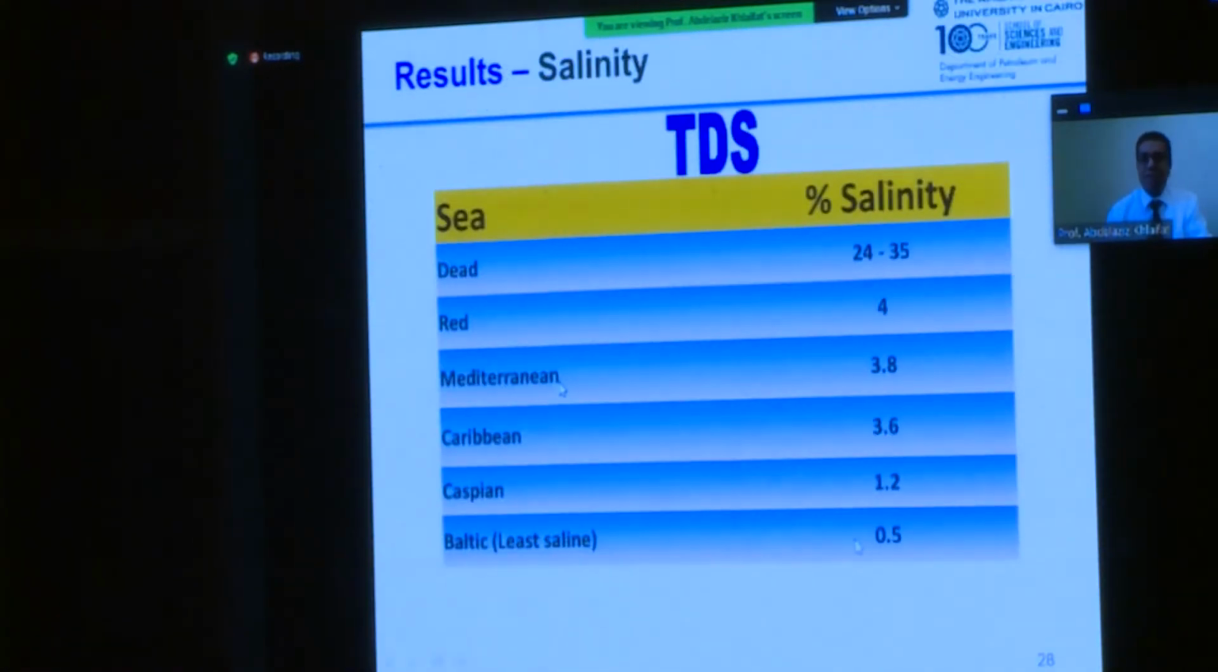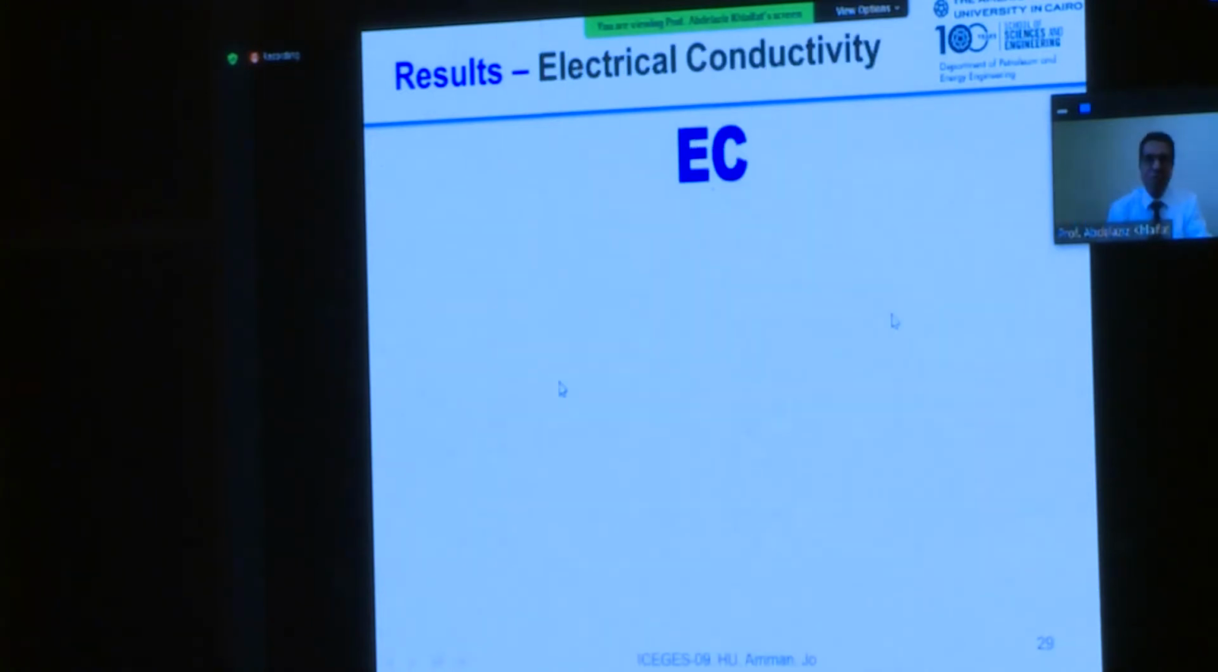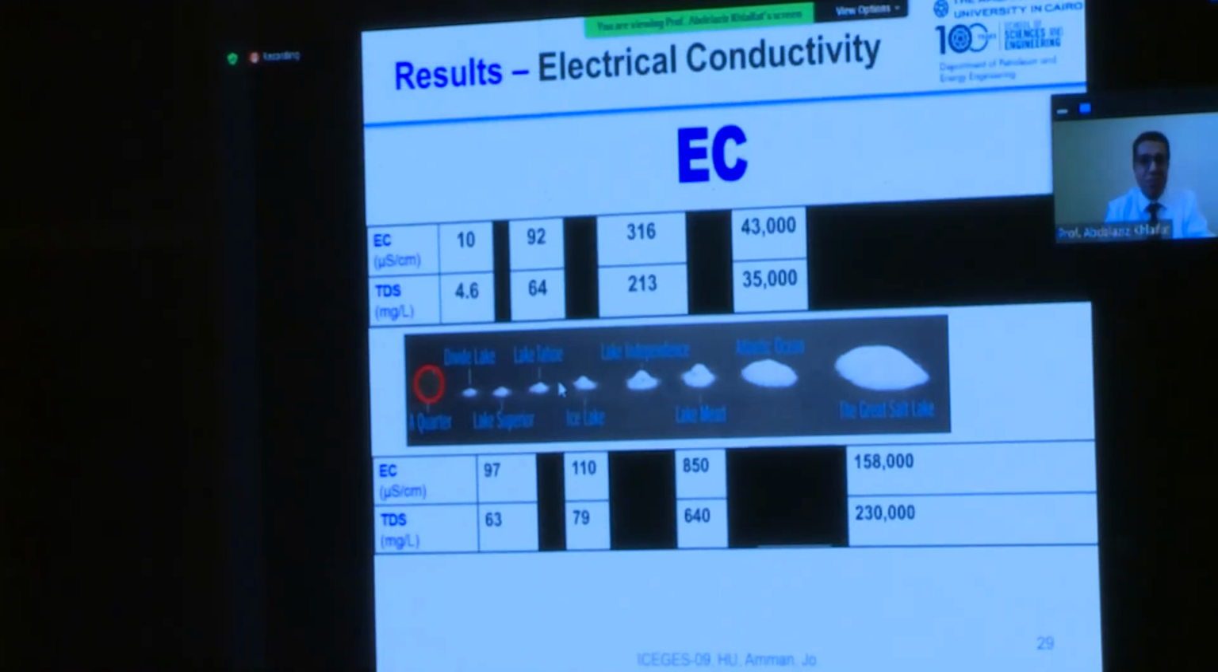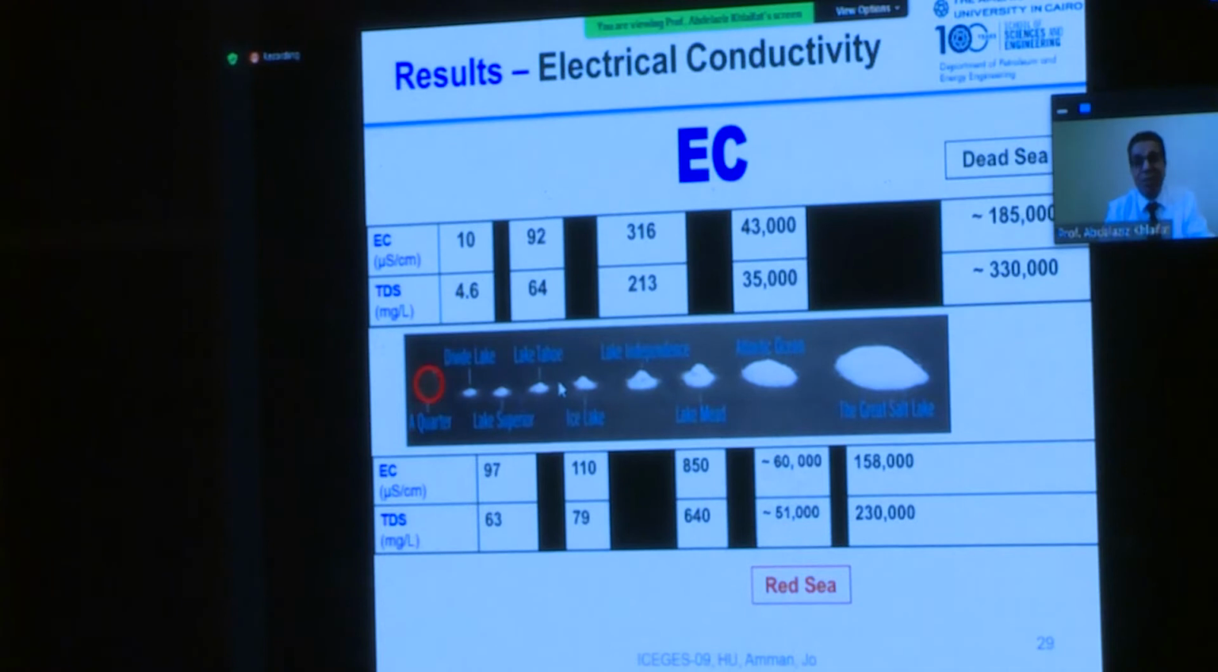As I said, density is related to total dissolved salts or total dissolved solids, where we have in the Dead Sea almost 35%, and the Red Sea is 4%. This can be measured in terms of electrical conductivity. You can notice here a comparison with 7 lakes in the United States, where the largest amount of salt is found in the Great Salt Lake. Where the Dead Sea is located, if we compare it to those lakes, it has much more salinity than the Great Salt Lake.